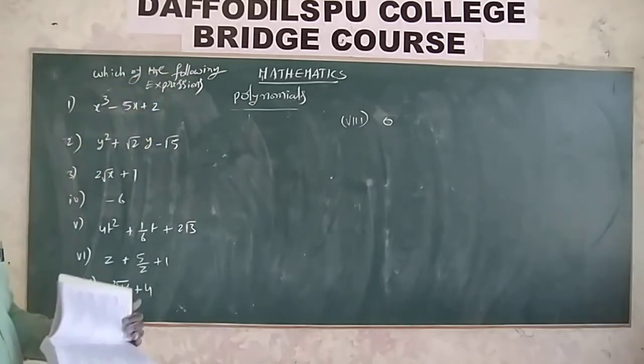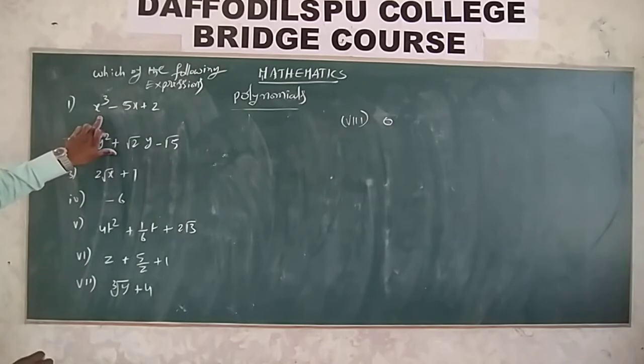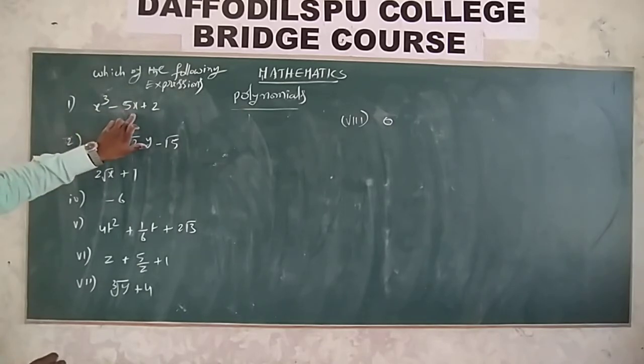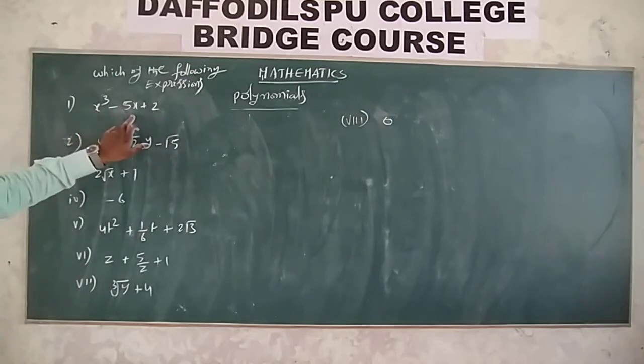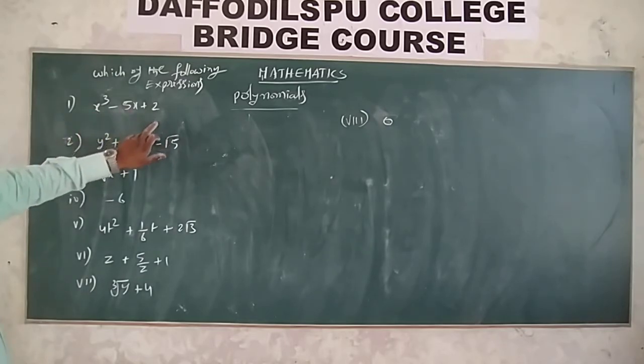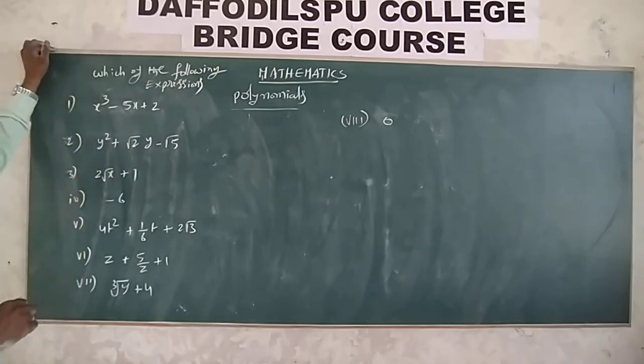Which of the following expressions are polynomial? Let us see. First one, x cube minus 5x plus 2. We'll take this one. Is this a polynomial expression or not?